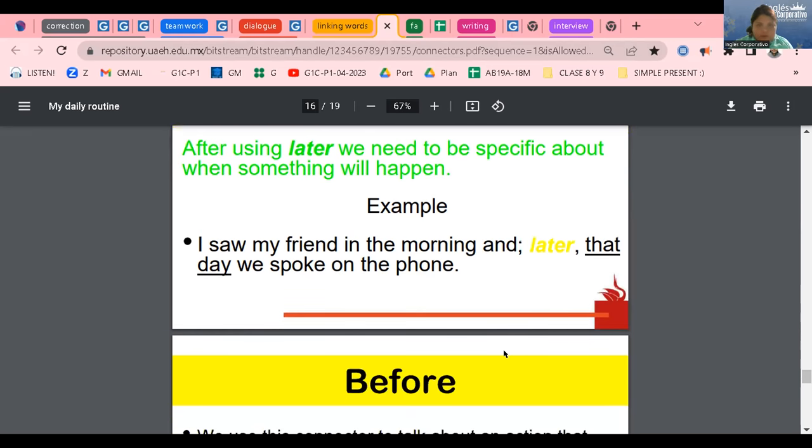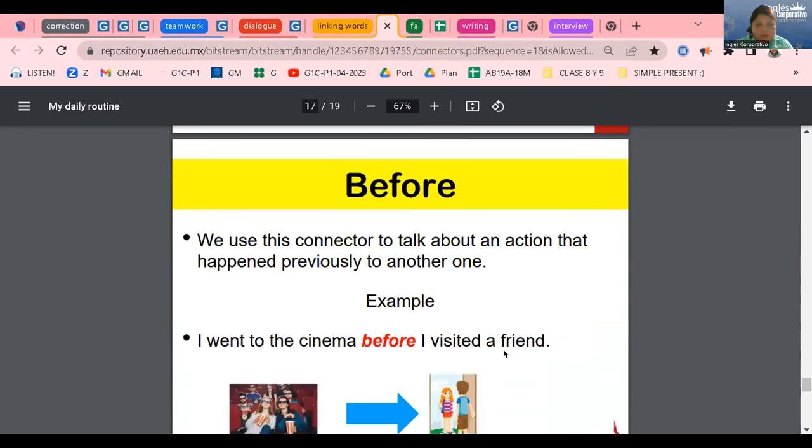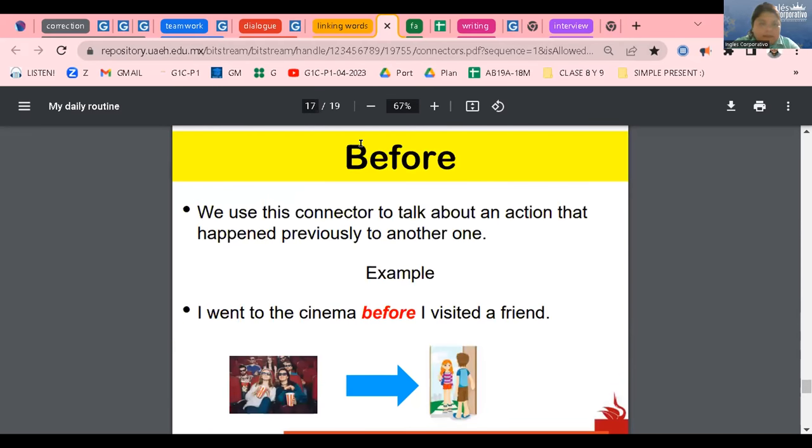Okay, so we continue with another one. We use before. Okay. We use this connector to tell about an action that happened previous to another one. Okay, utilizamos para hablar de una acción que ocurre o ocurrió previamente a otra. Example, I went to the cinema before I visited my friend.